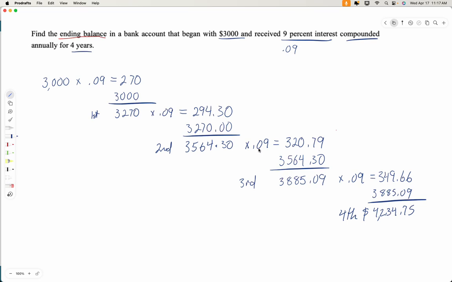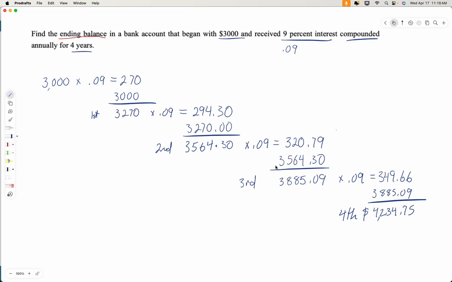You're calculating interest on top of interest. You can see in that first year, we earned $270 in interest. The third year, the fourth year, we earned $349.60. So you can see how earning interest on top of interest grows your interest. It grows your wealth better. So that's what you want. You want a compound interest account. And this is how you would calculate that.